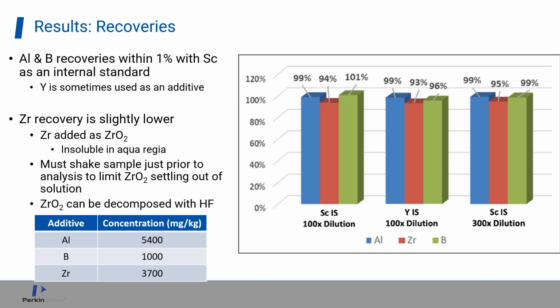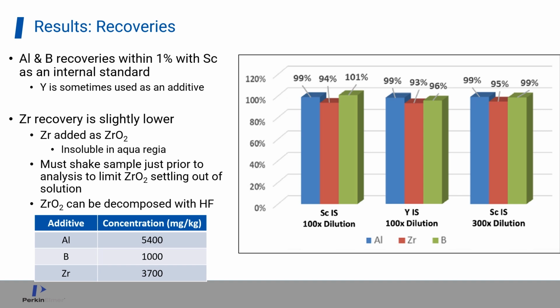We talked to the manufacturer of this cathode material, and they told us that zirconium was added as zirconium dioxide. And this turned out to be the problem, because zirconium dioxide is insoluble in aqua regia. Therefore, in order to get the recoveries, we must shake the sample just prior to analysis to limit the amount of zirconium settling out from solution.